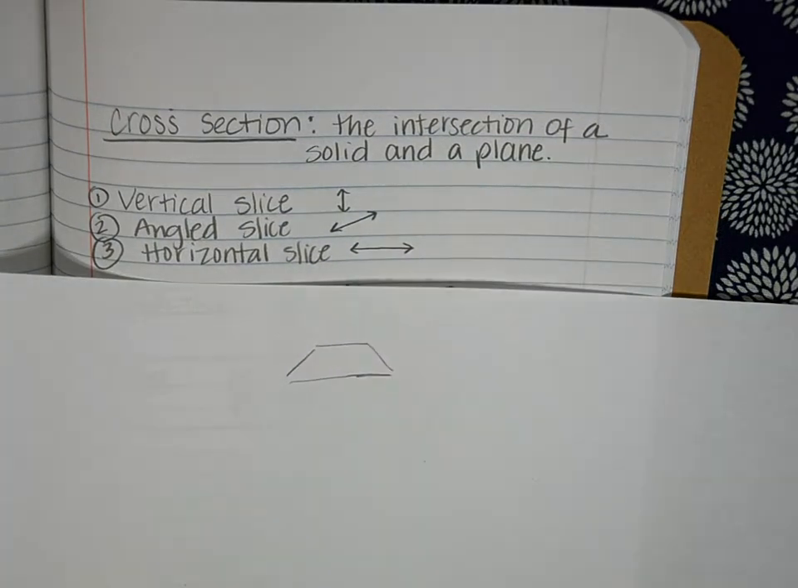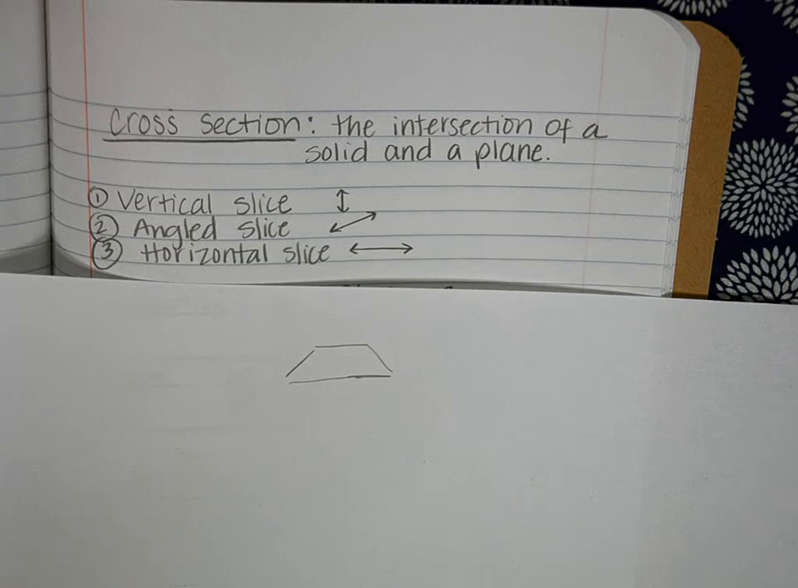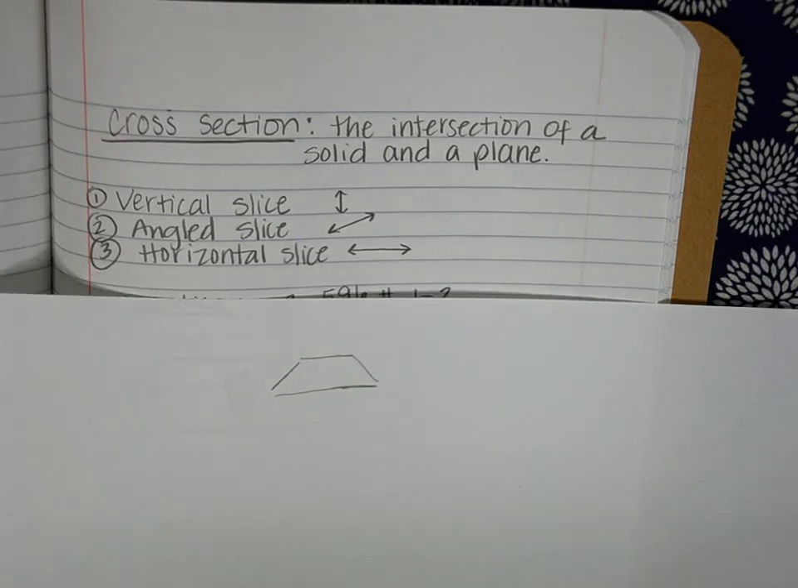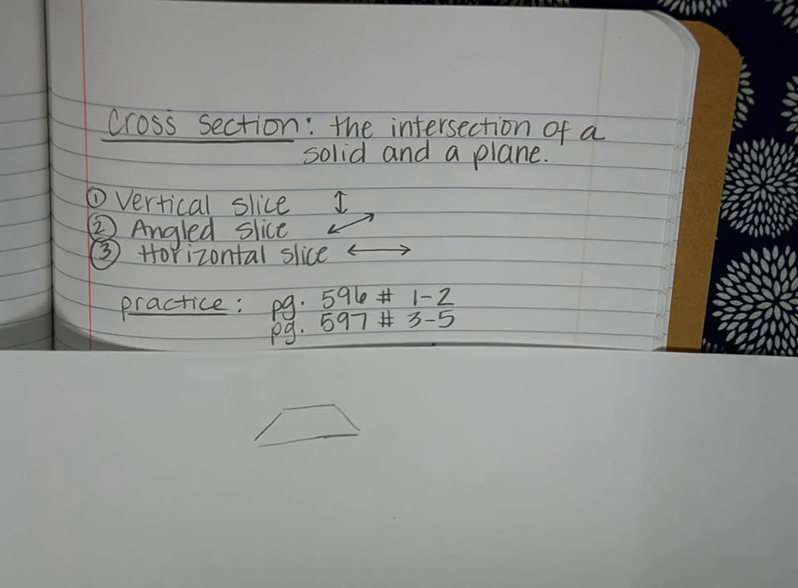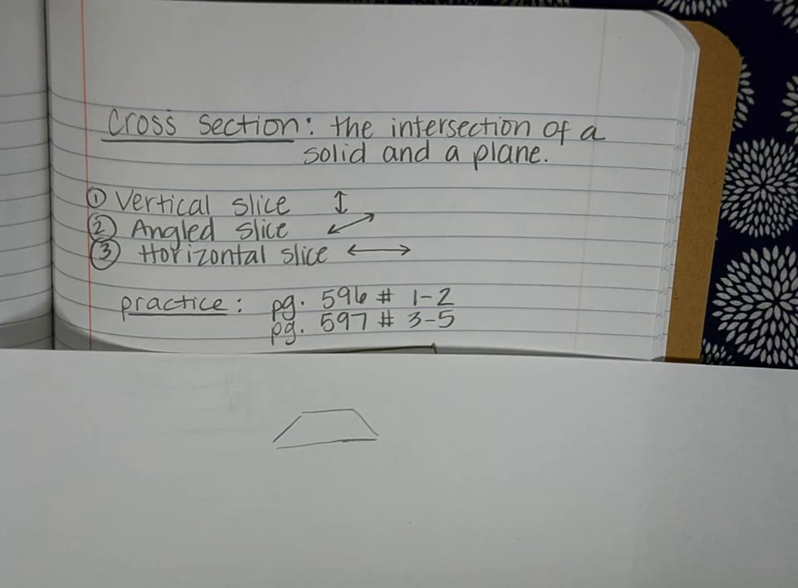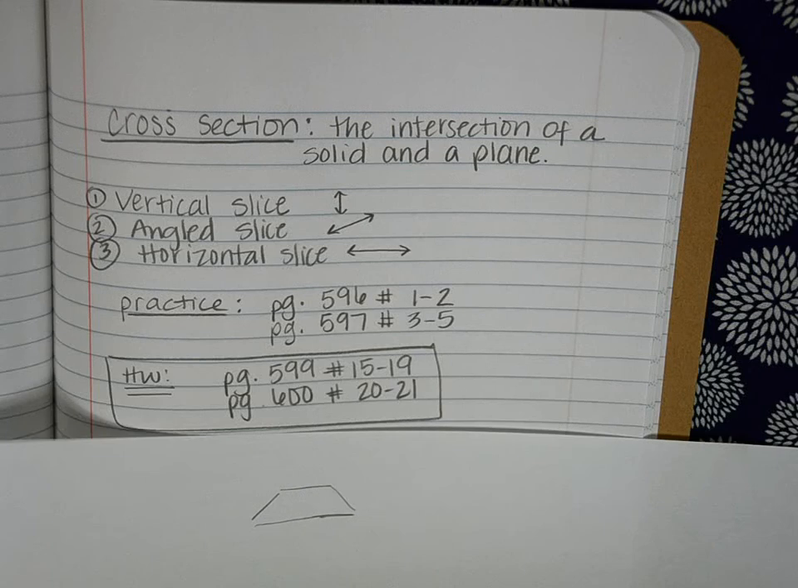All right, so you guys understand cross sections? It's like cut it in half, open it up, what do you get? No. All right. We're going to practice. Don't worry. All right, so the practice is 596, 1 through 2, 597, 3 through 5, and then there's the homework there. So let's do the practice first.